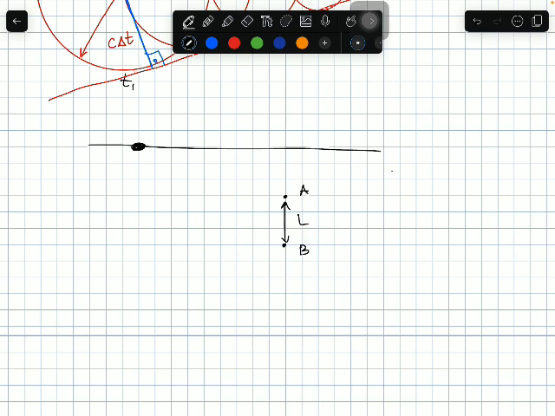The first time, microphone A detects first, and then microphone B detects. And the time difference between their detection is delta t. It's the time difference. And c is given as the speed of sound. And then we have L, the distance between microphones.